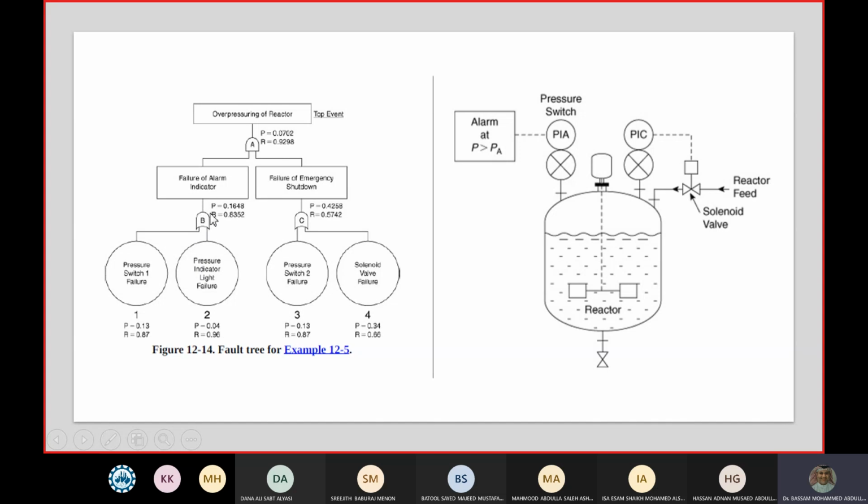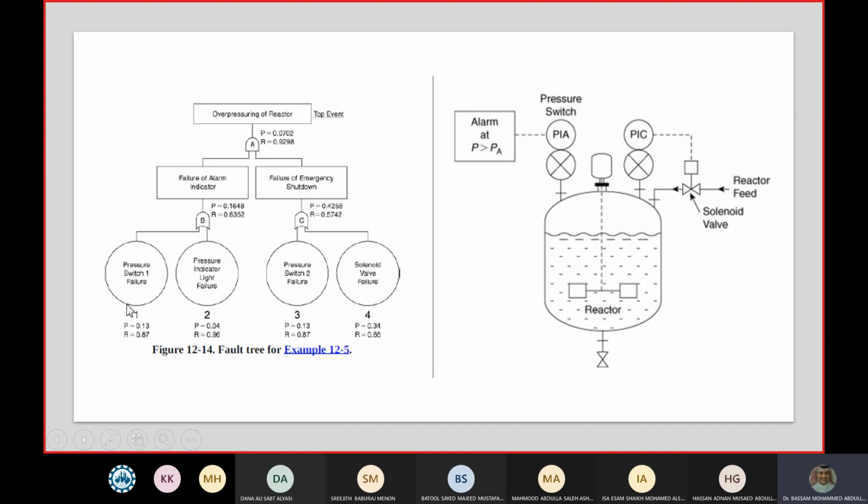We want to go to the details of the pressure switches and the indicators and so on. So if I'm going to remove B, I don't mean remove B, but B means what? B means either 1 will happen or 2 will happen. So if 1 or 2 will happen, which is B, and C, because there's an AND here, we are going to have overpressuring of the reactor. Now I'm going to cut C and say that C means 3 or 4.